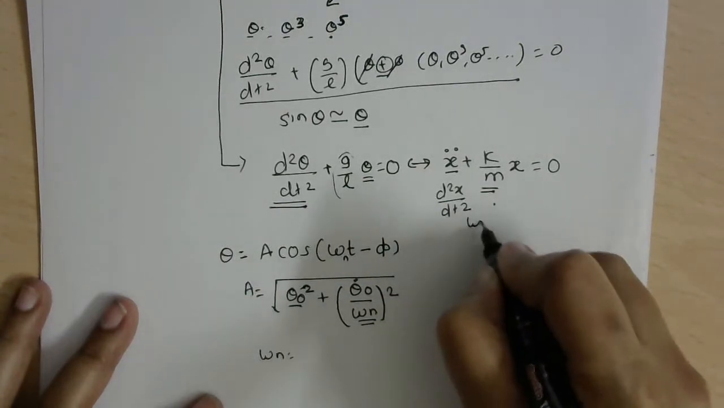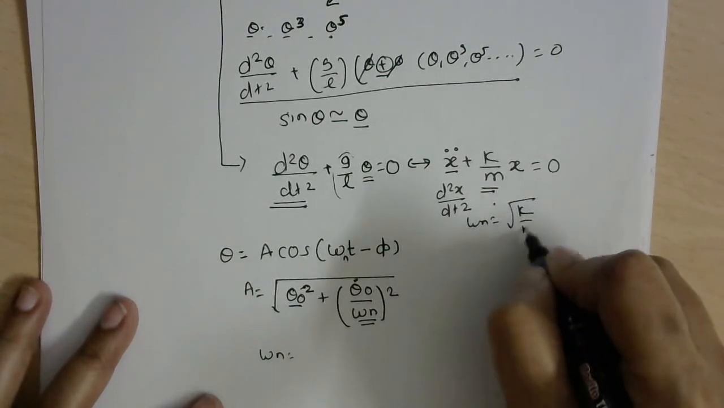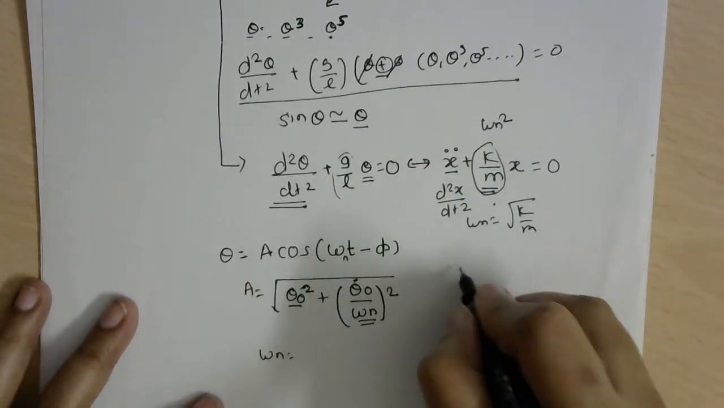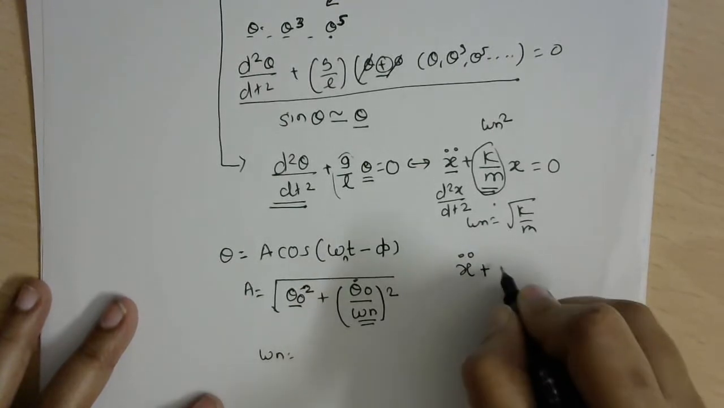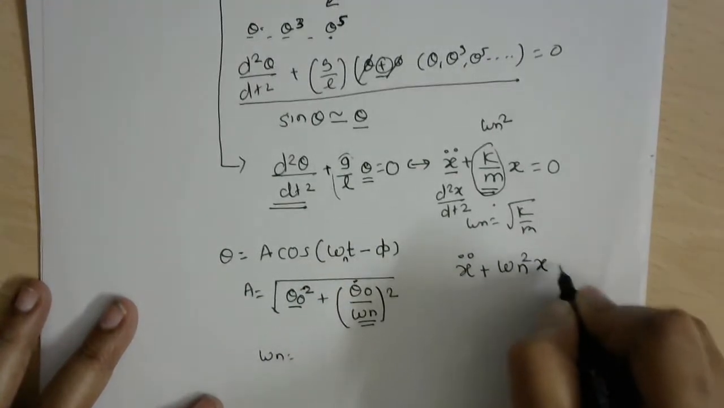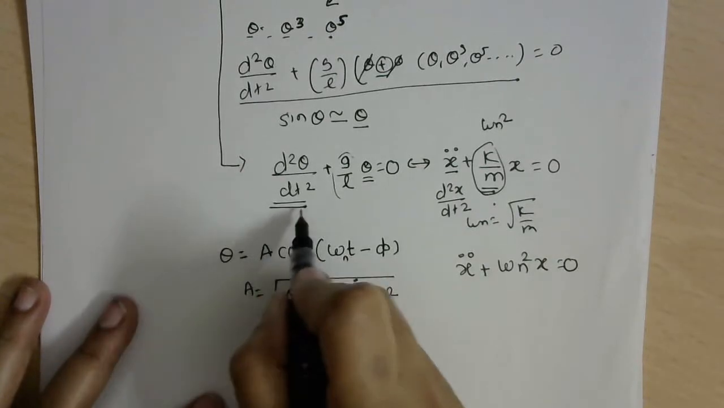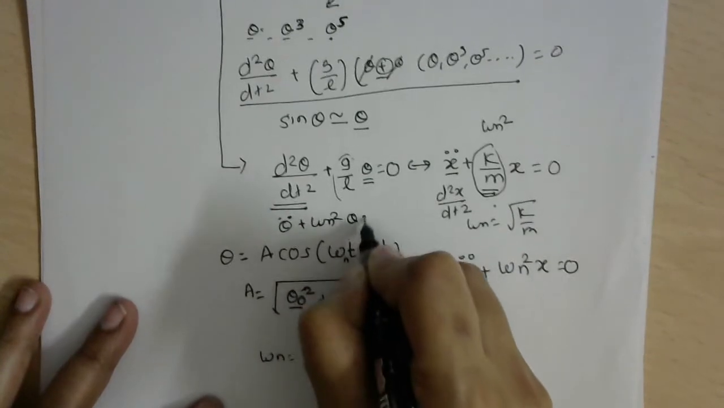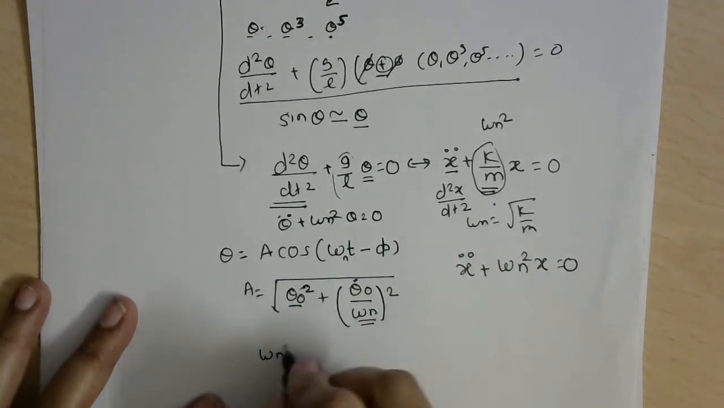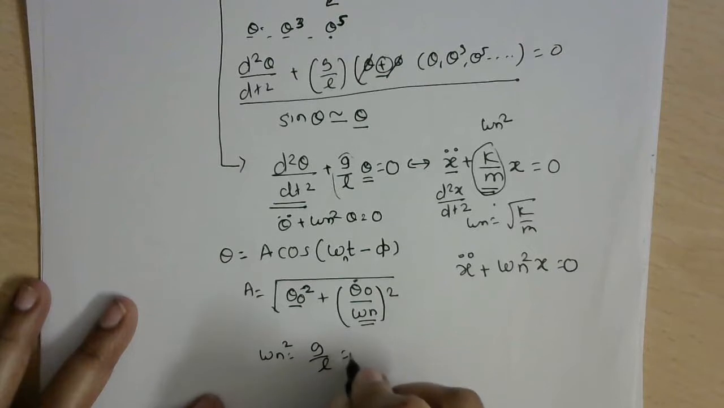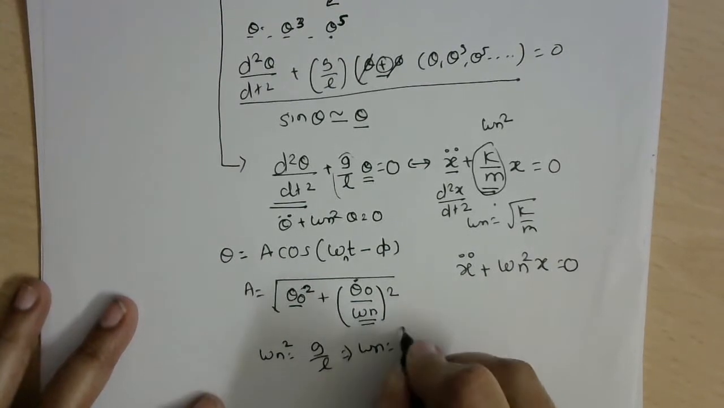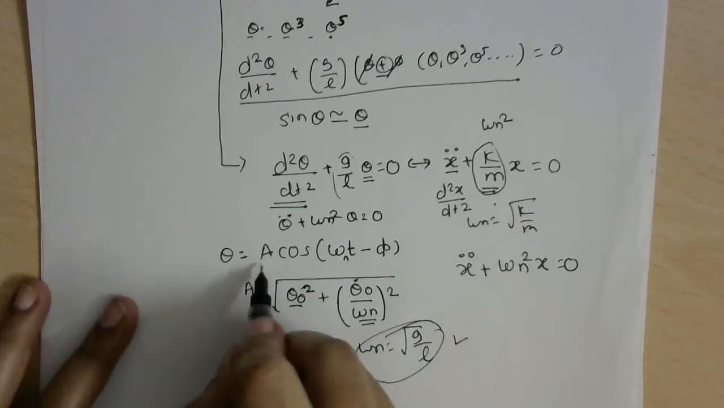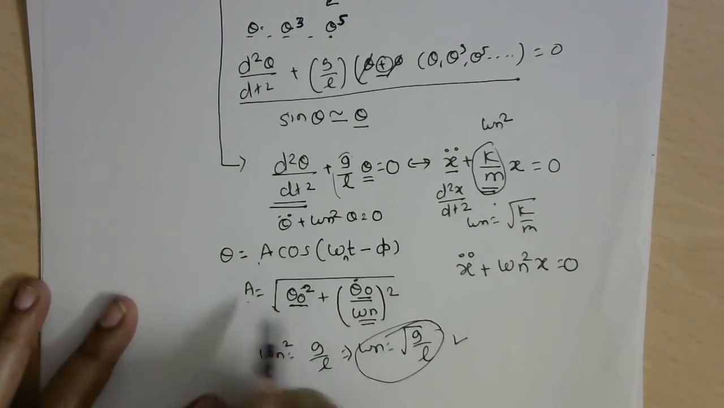In this case, omega n was equal to square root of k by m. So the differential equation had omega n square sitting in it: x double dot plus omega n square x is equal to 0. You can say that in this equation, theta double dot plus omega n square theta equal to 0. Hence, omega n square will be equal to g by L, and hence omega n is equal to square root of g by L. Now you know omega n. Once you know omega n and the initial conditions, you can find out A.